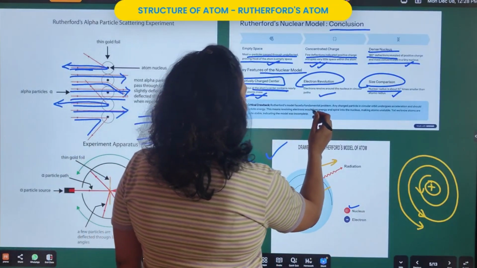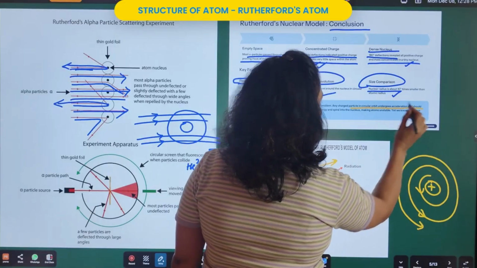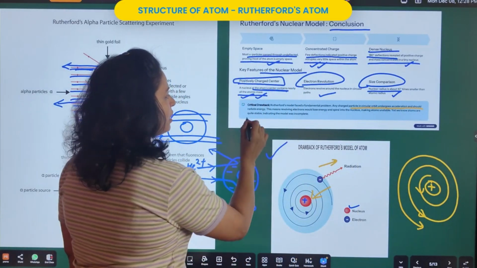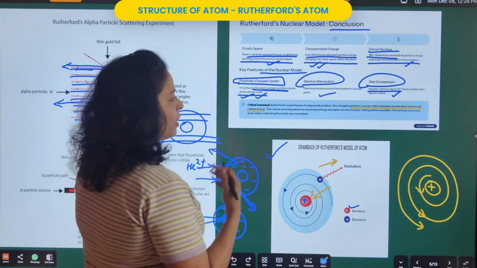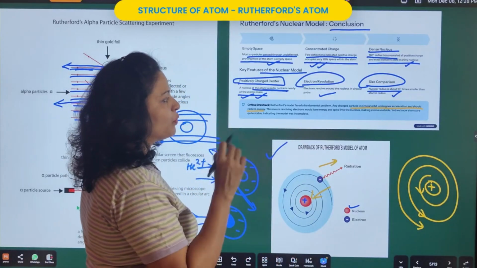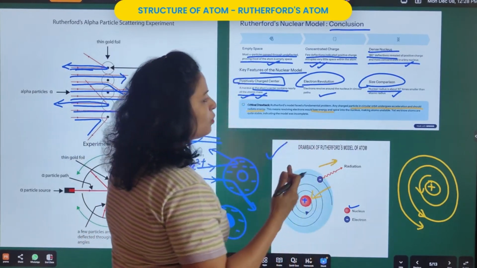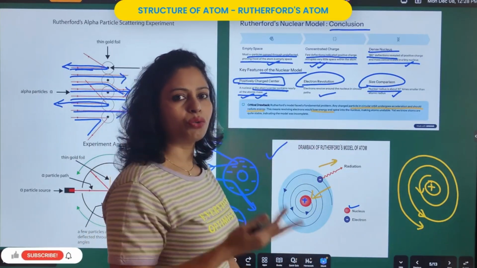So Rutherford's model faced a problem, that is any charged particle in circular orbit undergoes acceleration, and it will radiate energy. So when it is radiating energy, what will happen? The revolving electron, as it is moving into the spiral orbit, will lose energy and finally it will fall onto the nucleus.